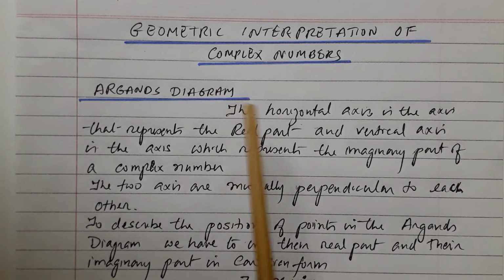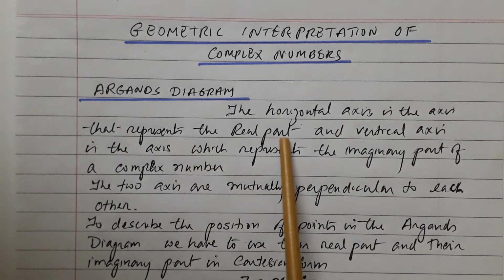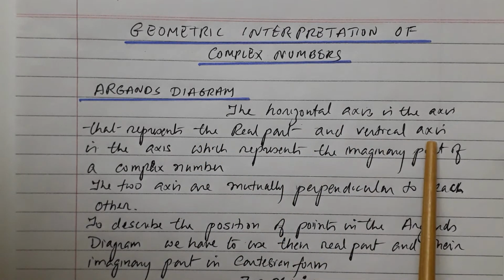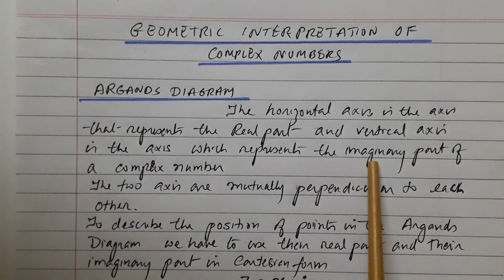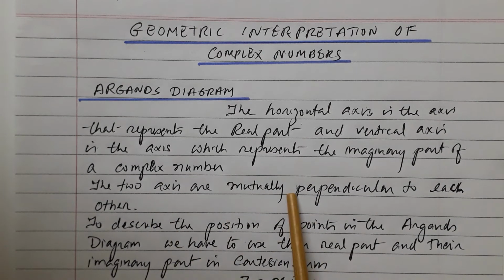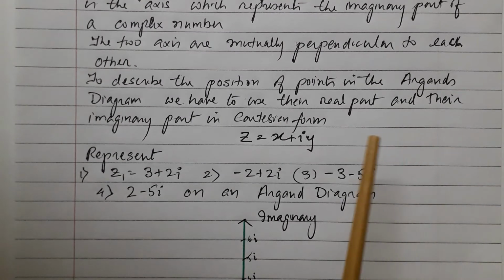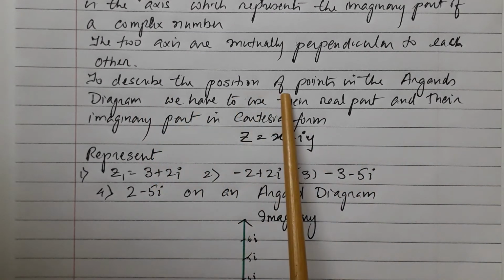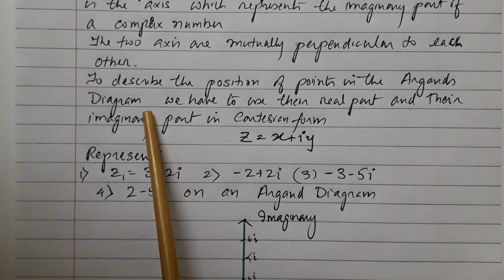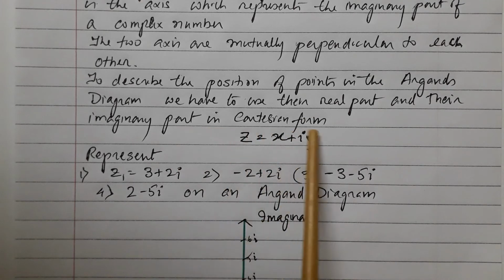Now, what is this Argand diagram? It consists of the horizontal axis, which represents the real part, and a vertical axis, which represents the imaginary part of the complex number. These two axes are mutually perpendicular to each other. To describe the position of points in the Argand diagram, we have to use their real parts and their imaginary parts in the Cartesian form. x is the real part and y is the imaginary part.